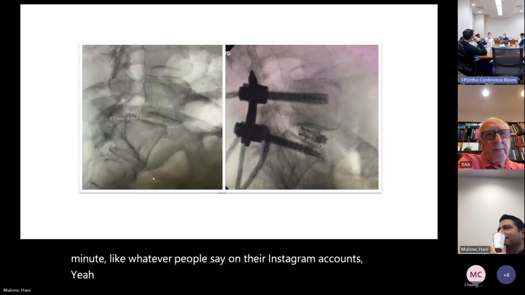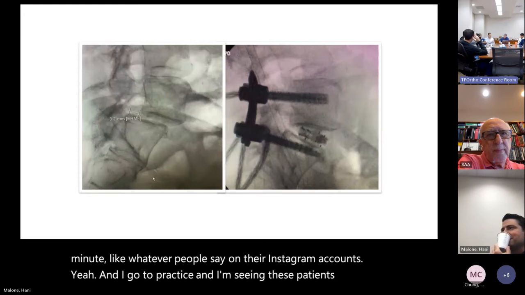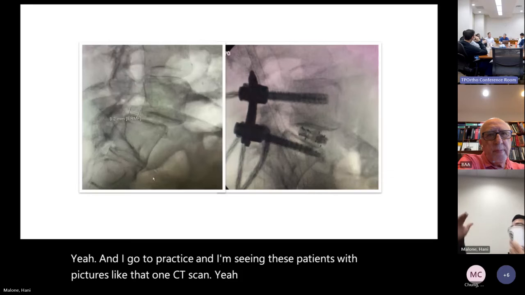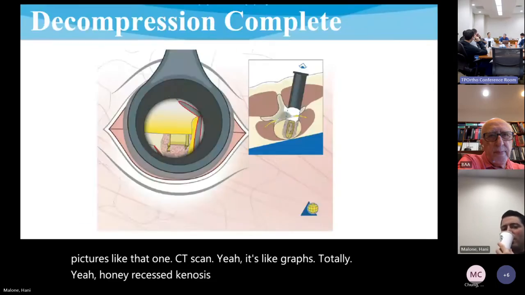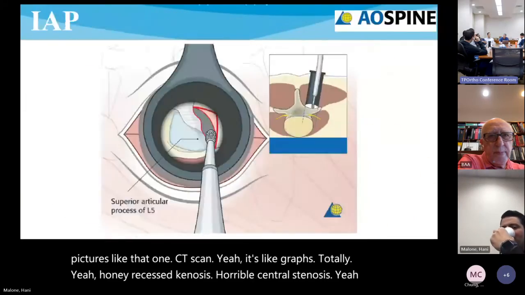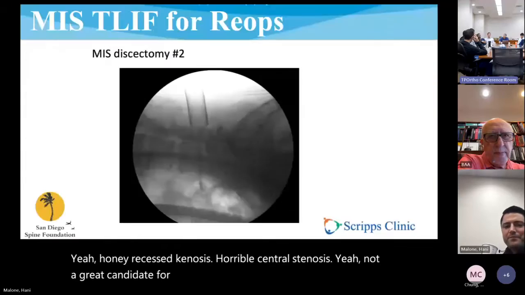Yeah. And then I go to practice and I'm seeing these patients with pictures like that one CT scan you showed. Yeah, it's totally splattered. Bony recess stenosis, horrible central stenosis. Yeah. And I'm like, this is not a great candidate for a unilateral facetectomy, no direct decompression TLIF.